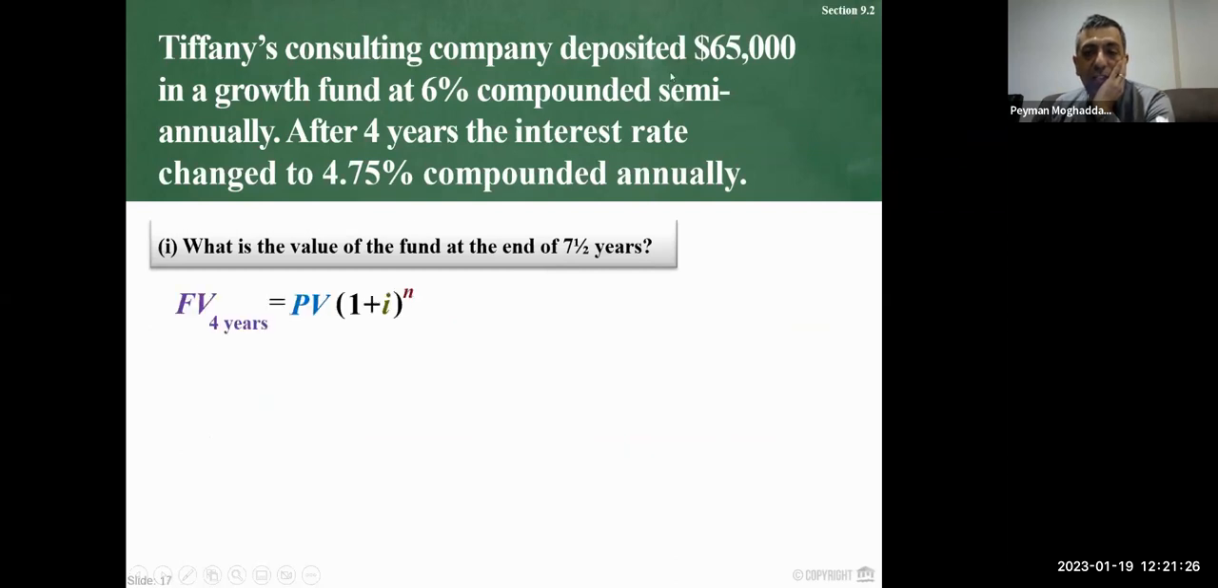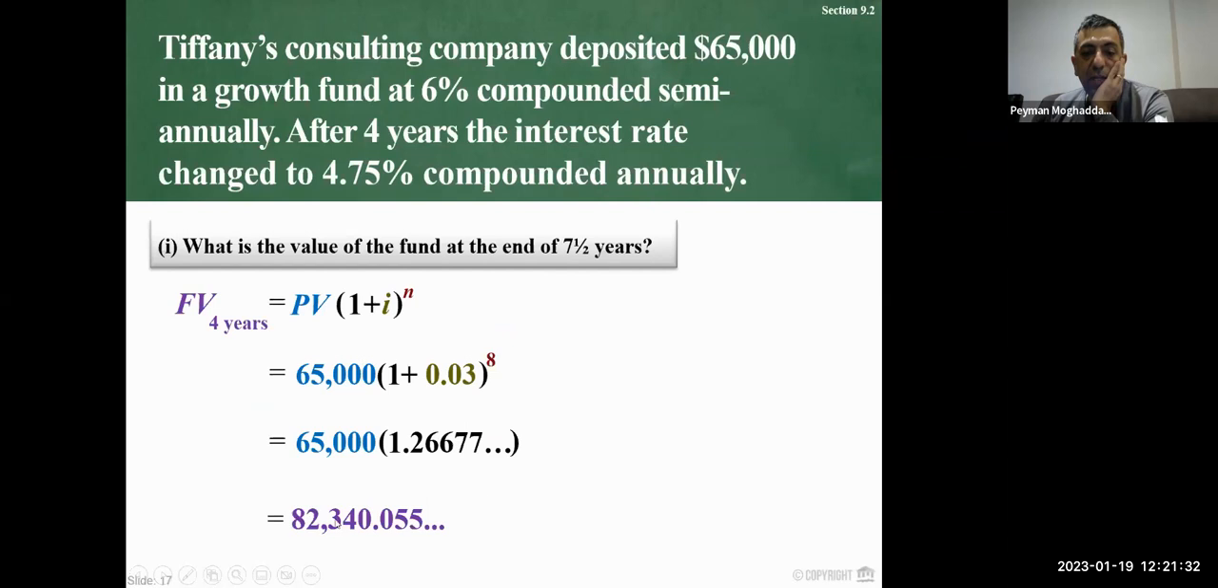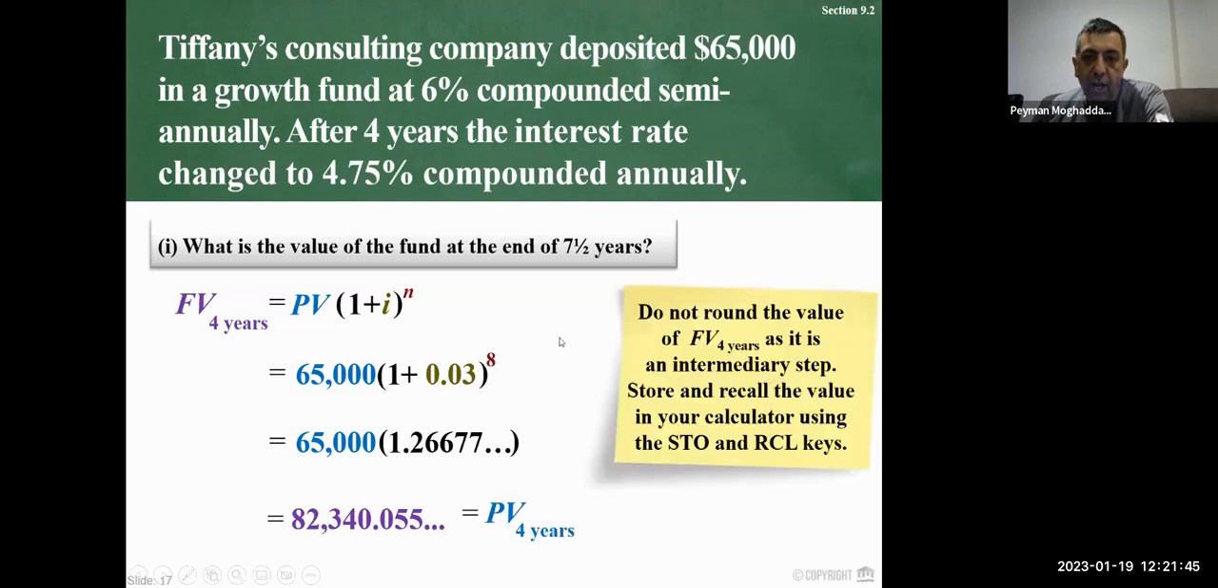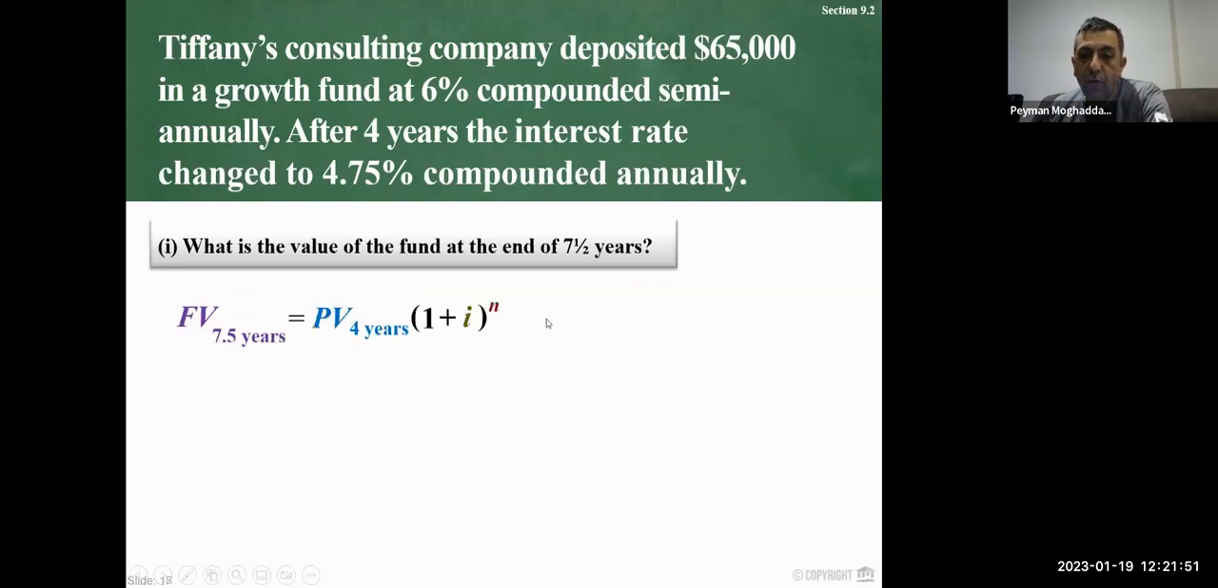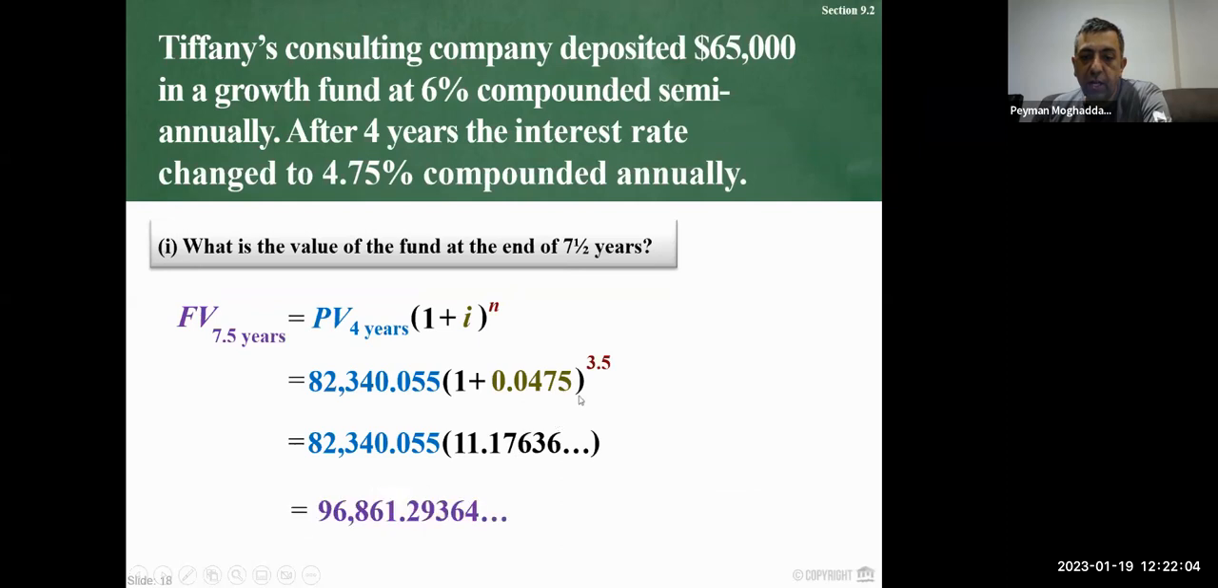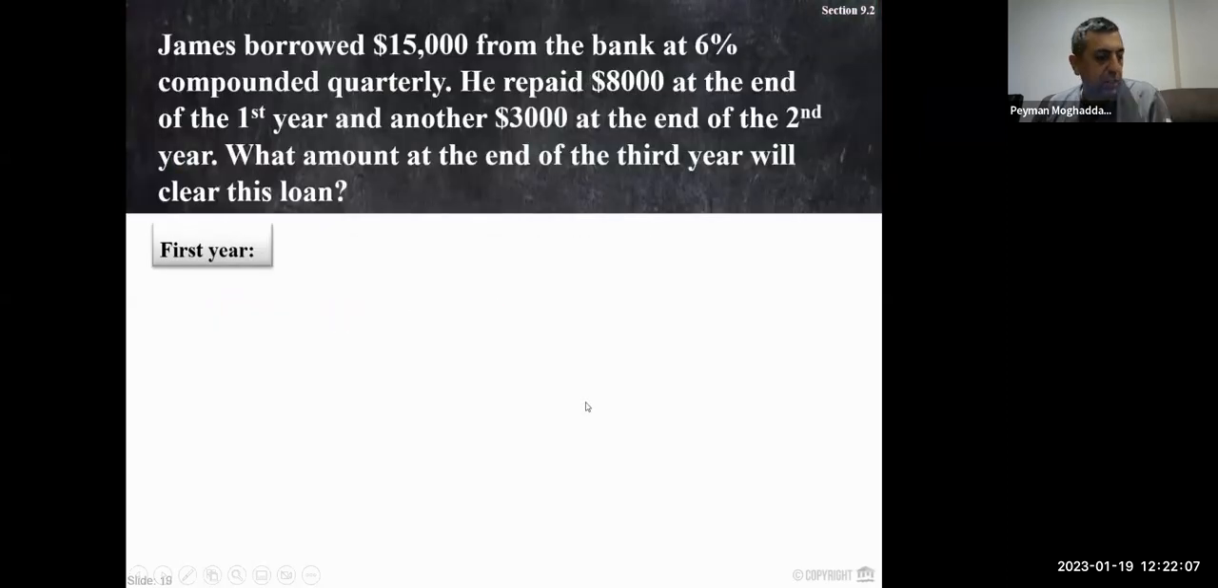So the present value is 65,000, and with the I and n we found for the first 4 years, we put them in the equation. We find the future value for 4 years is going to be 82,340. Then this future value after 4 years is going to be the present value for the next one, with its periodic interest rate and number of compounding periods. We put that in the equation, do the calculation, and it's going to be this one. All right.